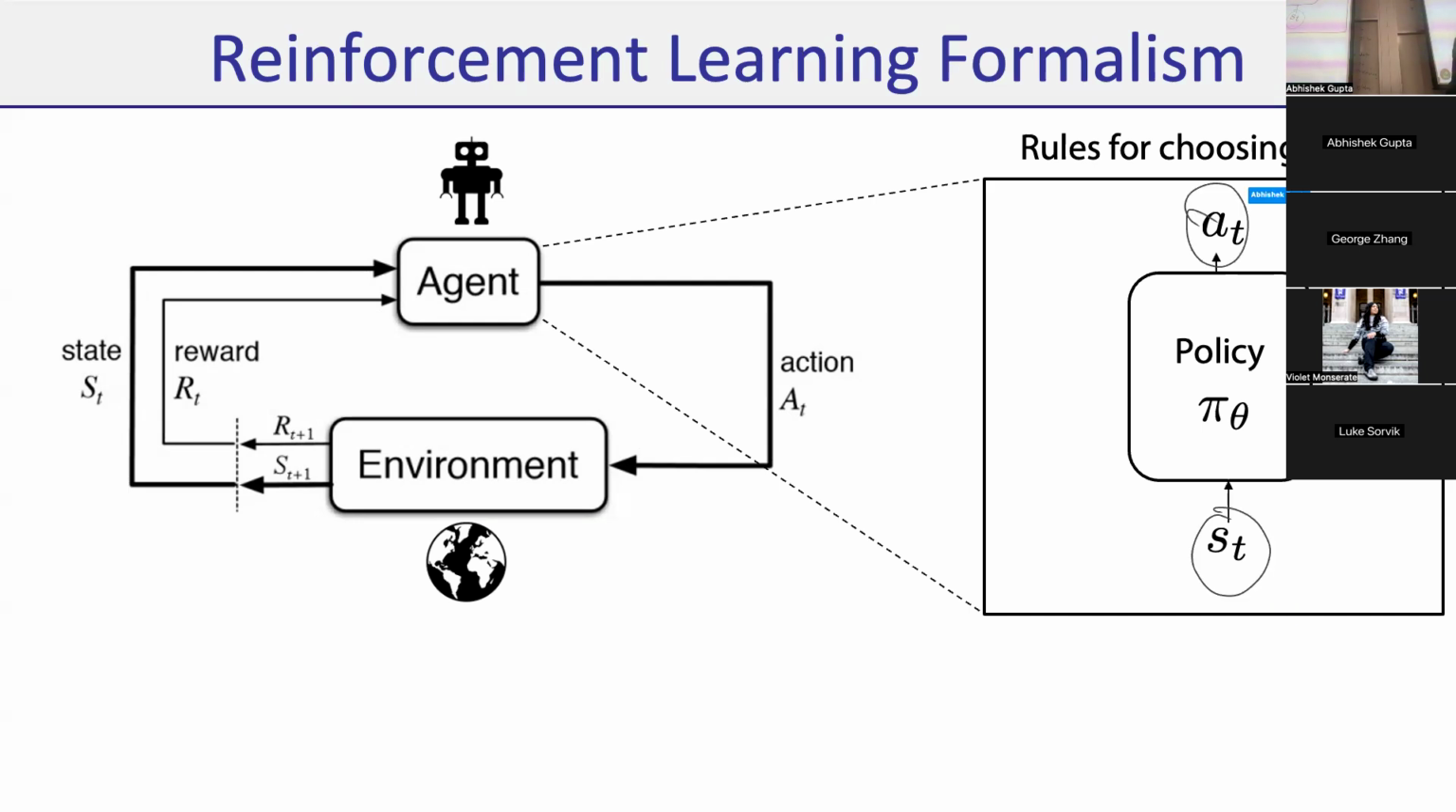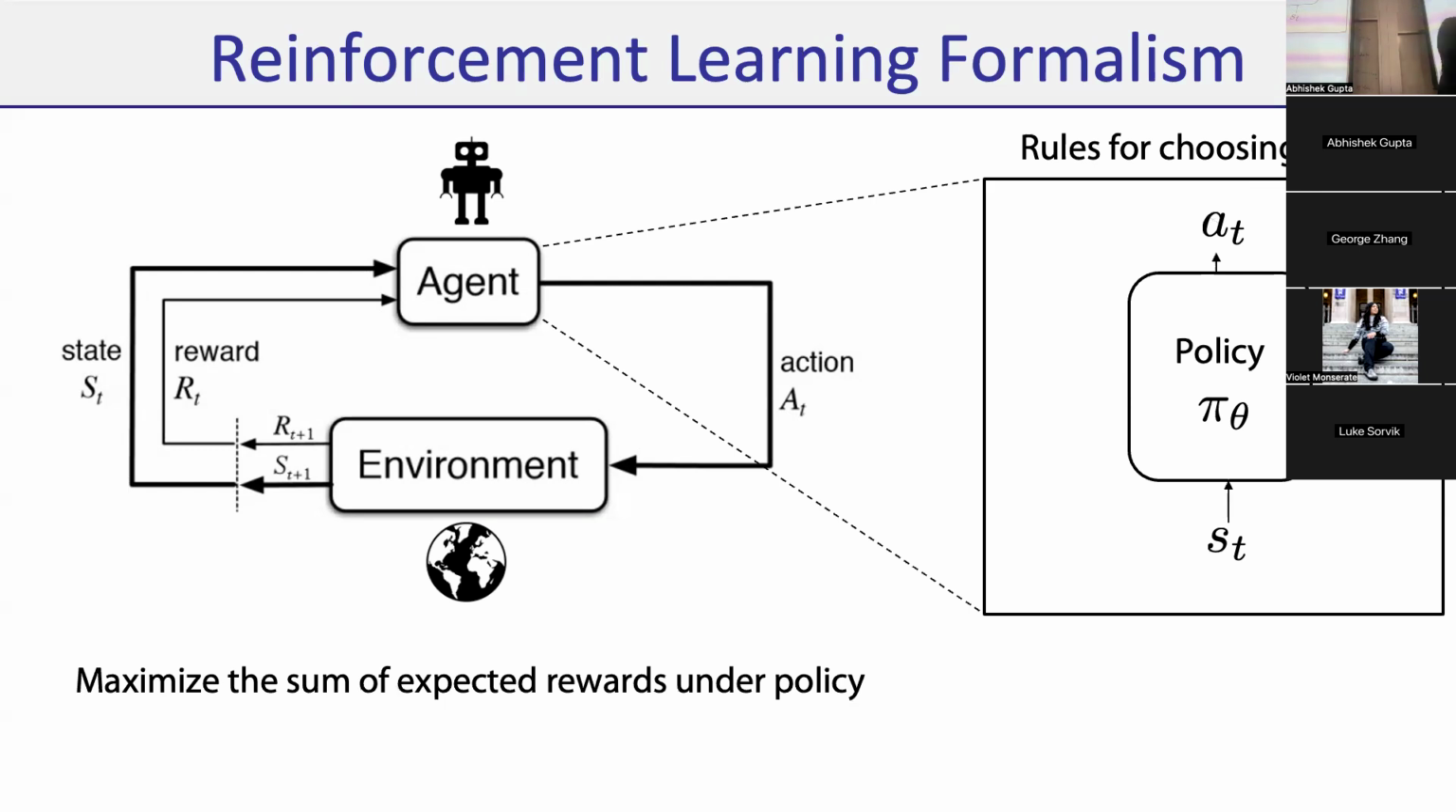And to what end do you want to decide what action to take? So that you can maximize the expected sum of rewards. This is a typo. It should be expected sum of rewards, not the sum of expected rewards. But the goal here is that you want to figure out how to act in the world so you collect as much reward as possible.